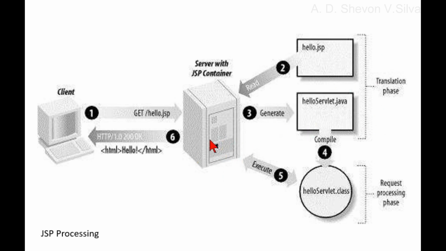Here the client is connected to the server with the JSP container via GET /hello.jsp. Then hello.jsp is connected to the server with the JSP container via read, and then in step 3, the server with the JSP container is connected to hello-servlet.java via generate, and hello-servlet.java is connected to hello-servlet.class via compile. Hello-servlet.class is connected to the server with the JSP container via execute.